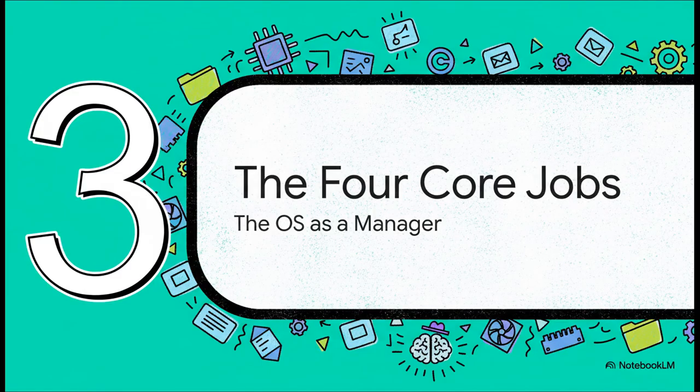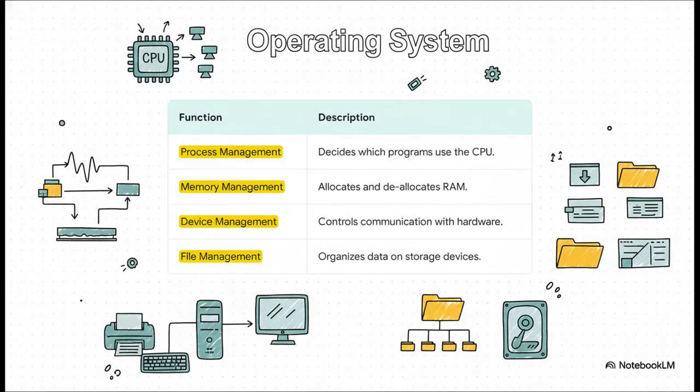Okay, so how does it actually do all this managing? What's the secret sauce? Well, it really boils down to 4 main jobs that the OS is constantly juggling behind the scenes. We're talking about process management, memory management, device management, and file management. The best way to think about it is that the OS is the ultimate project manager for your computer. Its entire goal is to make sure every single resource is being used in the best way possible.